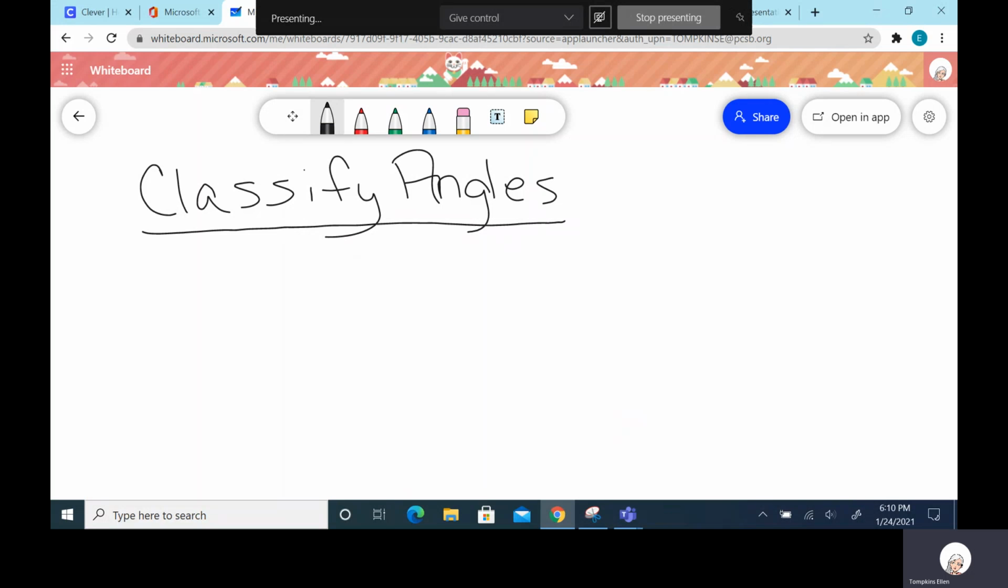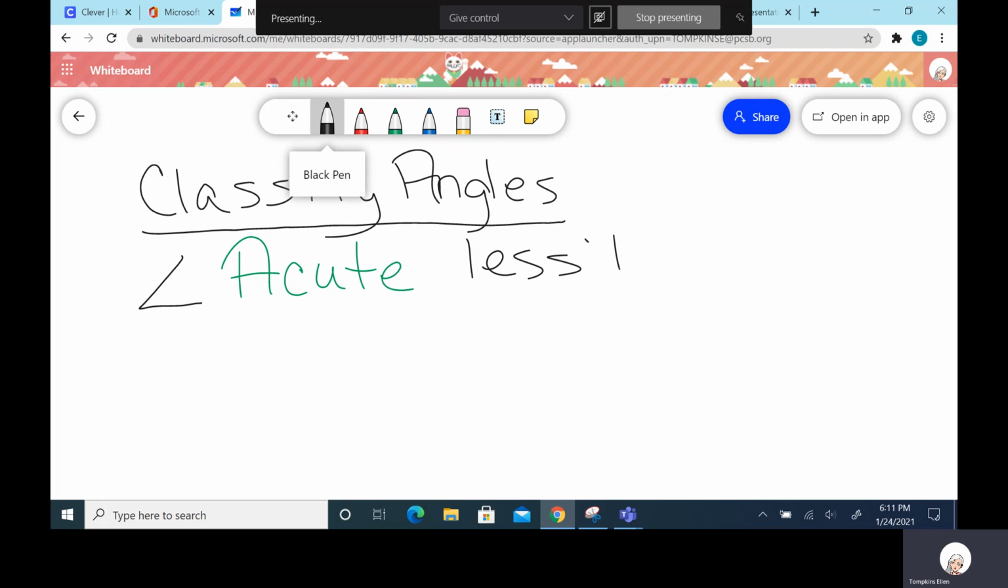All right, we're going to talk about classifying angles today. And the first one we have is this one. This is an acute angle, and it is less than 90 degrees.